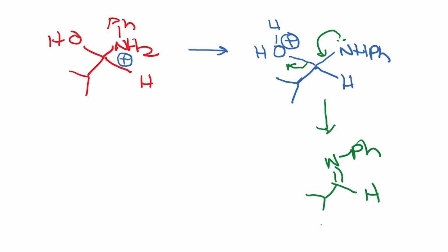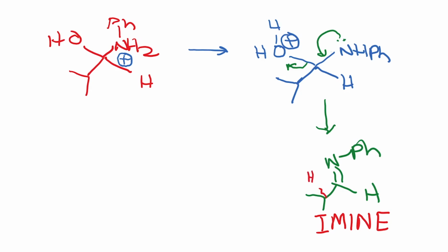So this is called the imine. This imine is a very important intermediate that we will look at later. But just like a carbonyl compound, this imine actually has alpha hydrogen.